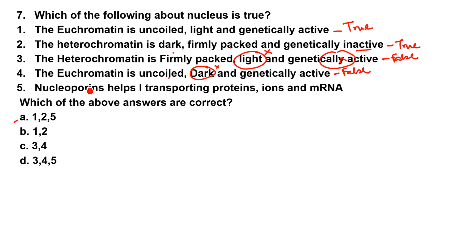And statement five: nucleoporins. Nuclear pore complexes are also called nucleoporins, so nucleoporins is the other name of nuclear pore complexes. Nucleoporins help in transporting proteins and mRNA. Just now I was telling the function of nuclear pore complexes. They regulate which molecules can enter or exit the nucleus. So that is why this statement is correct. So the answer is option A: 1, 2, and 5.